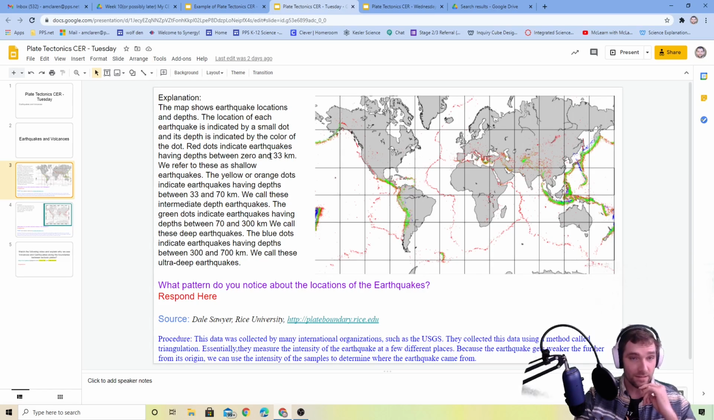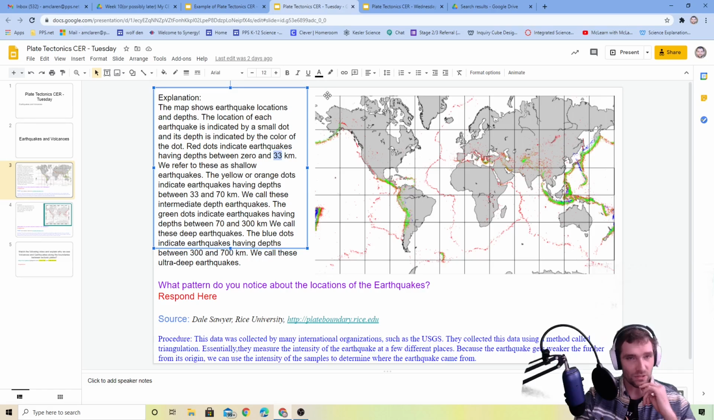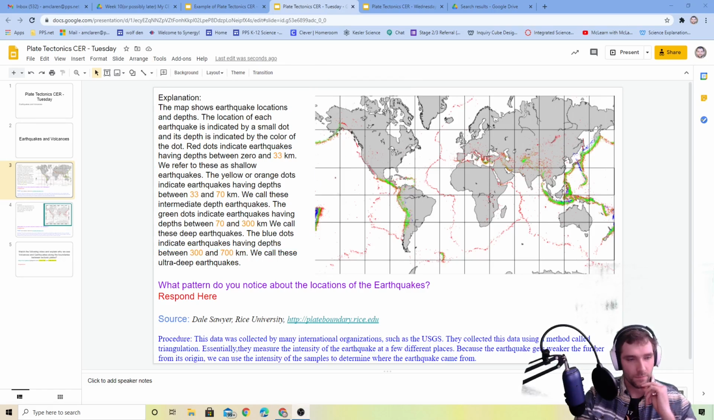Actually, I honestly could color code that. I probably should do that for you guys, so give me a second, I'll do that. Okay, so that's all the colors added there to the explanation about how these dots were collected. So that's basically some of our data.